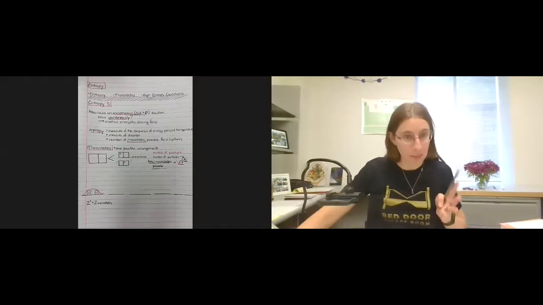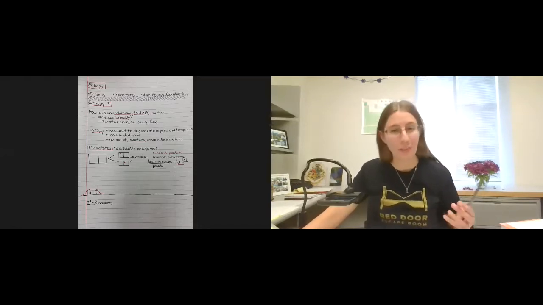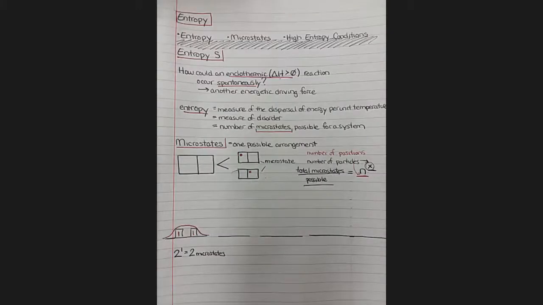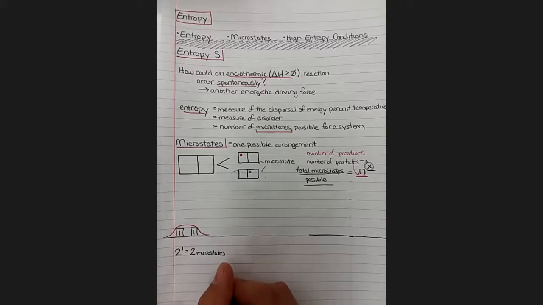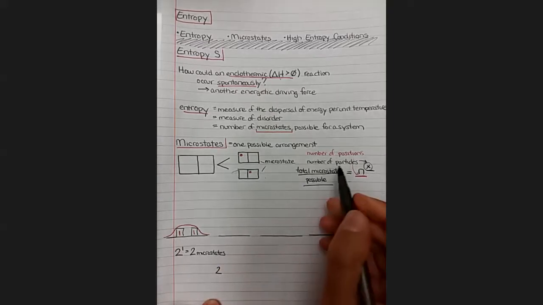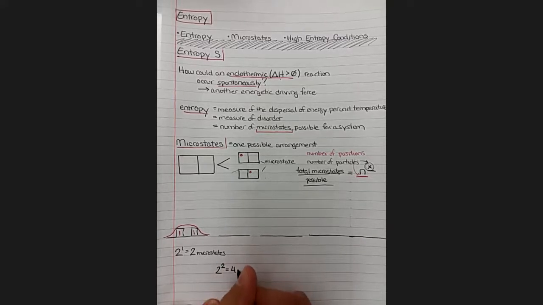Okay, so that's a very simple example about 1 particle in several quadrants. So let's increase the number of particles and see if we can make that distribution look more like a bell curve like we know in our hearts that it should. So let's say we have 2 particles. Over here, we're going to do 2 possible positions, same as before, but we're going to put in 2 particles. So 2 to the second, 2 times 2, is 4 microstates.